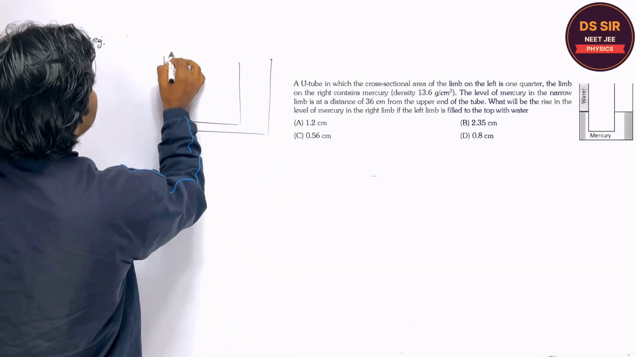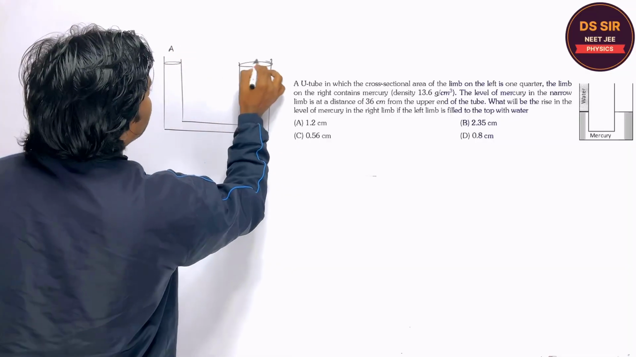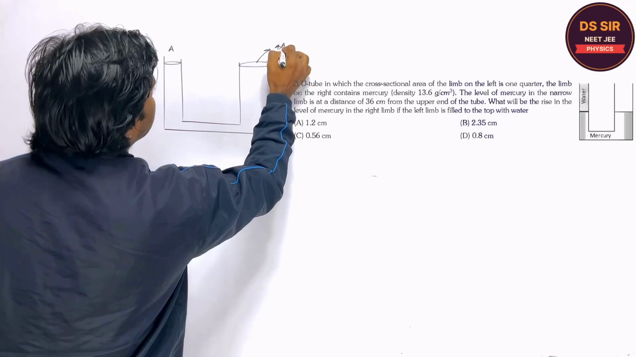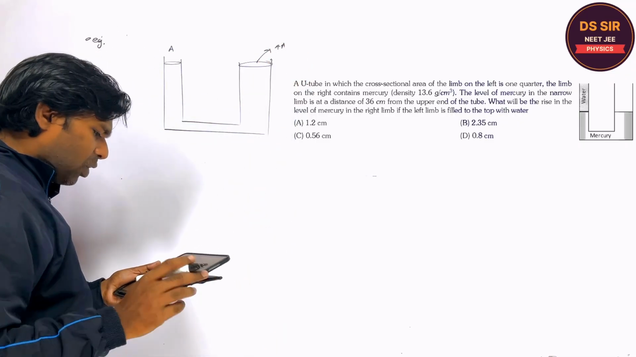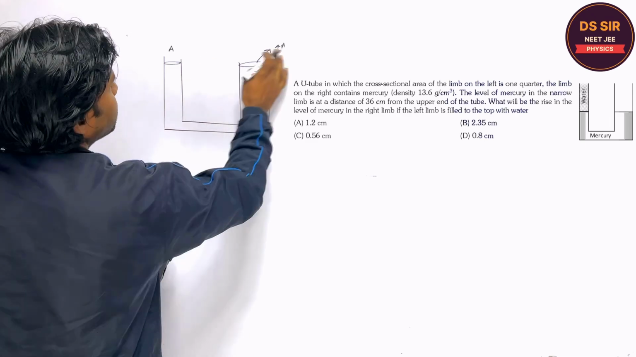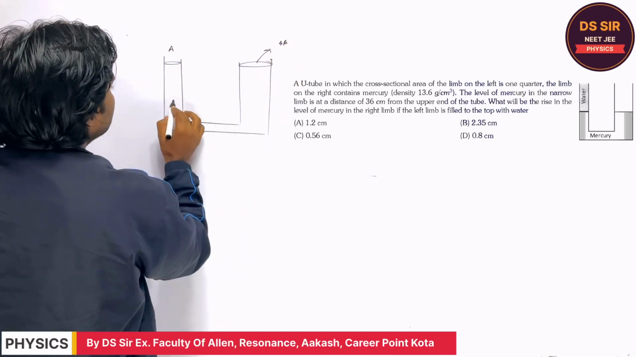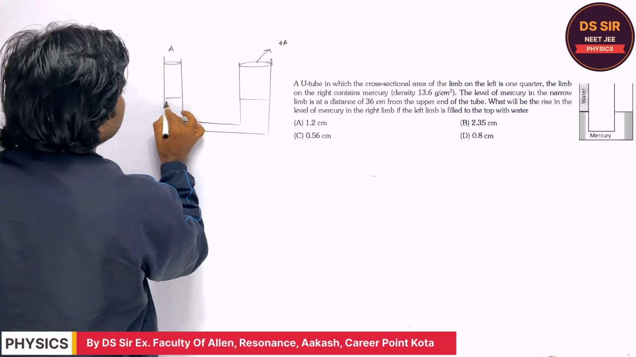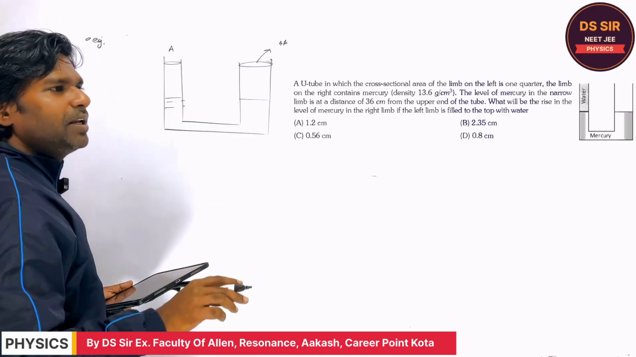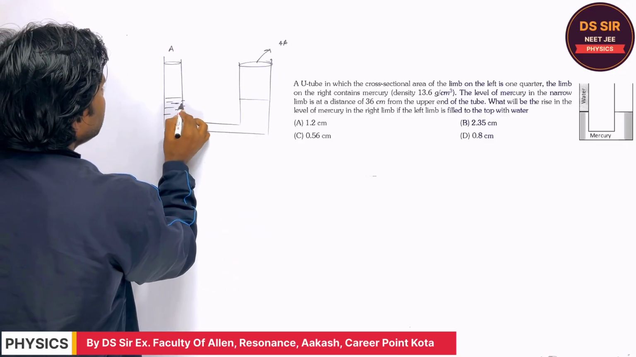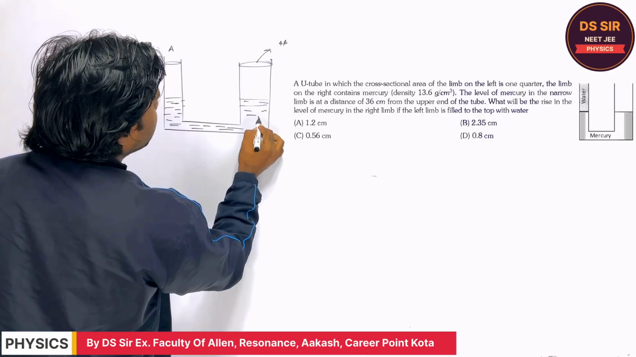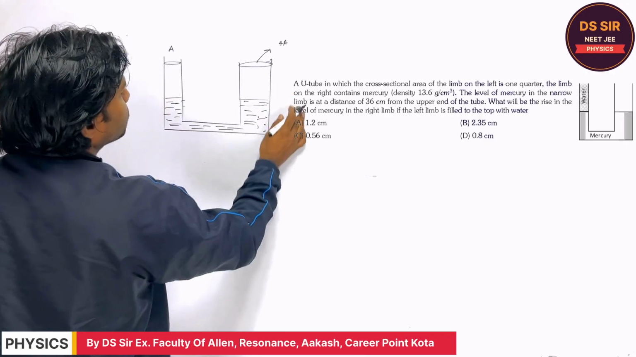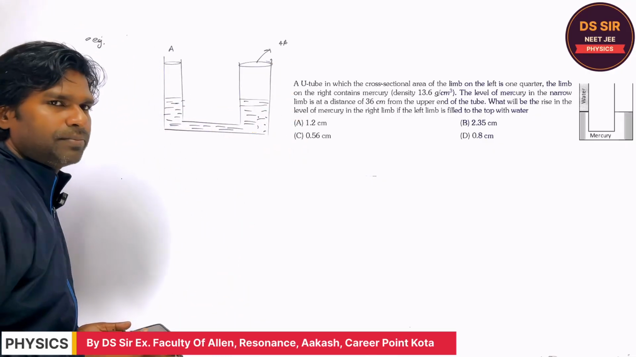If the area of cross section is A on one side, the area of cross section is 4A on this side. You have to understand this, right? Because on the left is 1/4. So this is A, this is 4A. Initially, the mercury is filled to a level, meaning the mercury is at the same horizontal level in both limbs, right? And this is open to air. Is it clear or not, you tell?